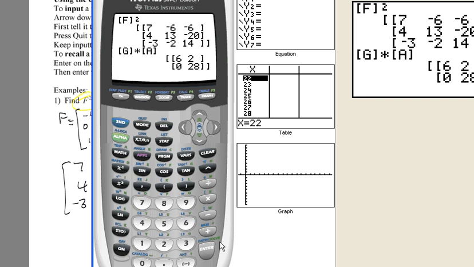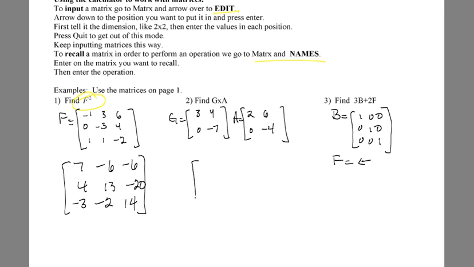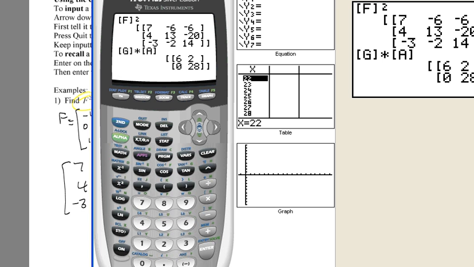Now we did that one earlier and I got a 50. I'm going to have to go back and check. I must have copied a sign wrong or something. So 6, 2, 0, 28. G times A.